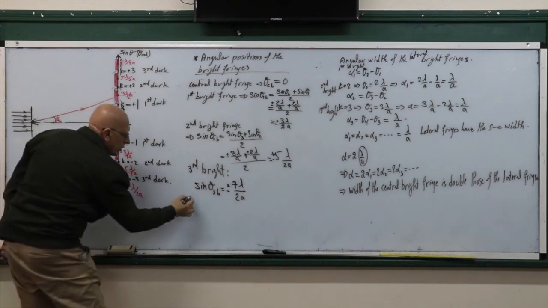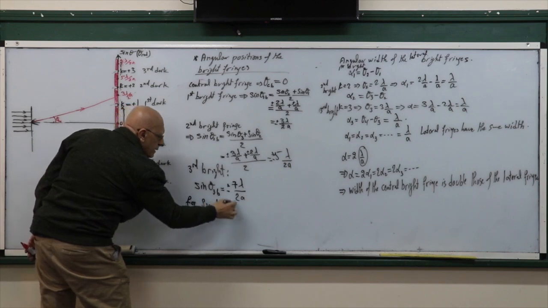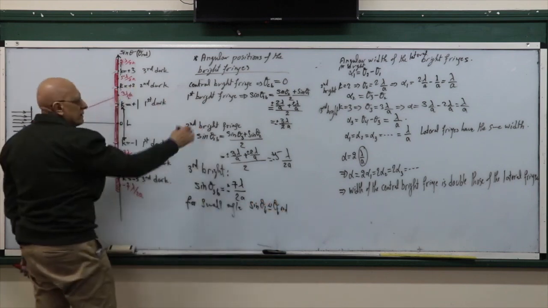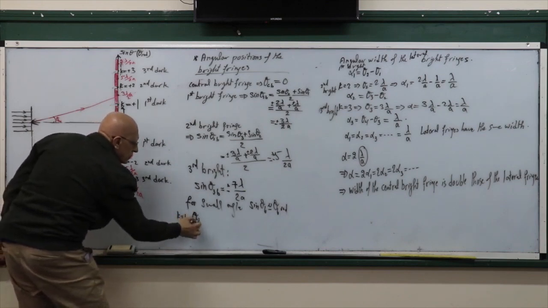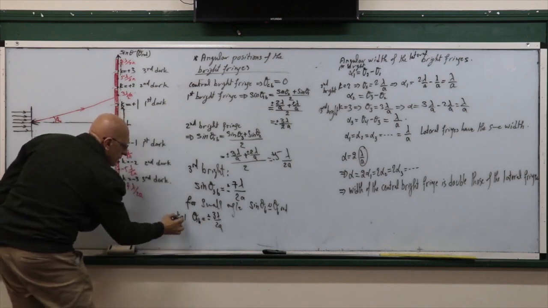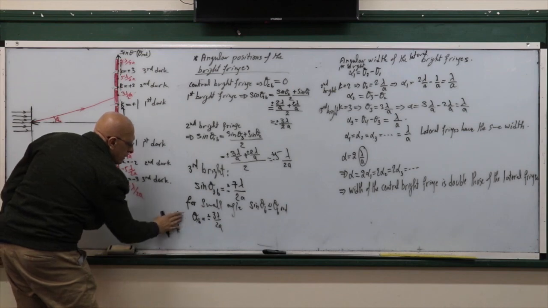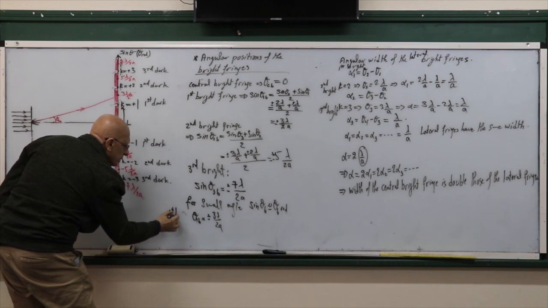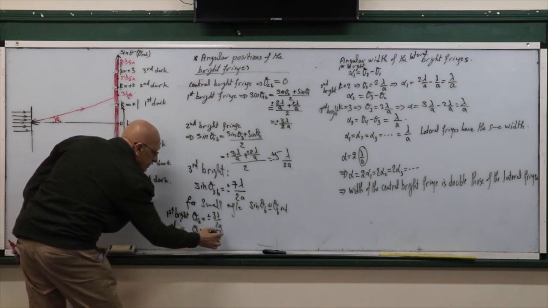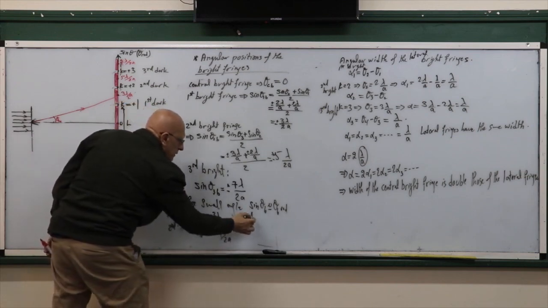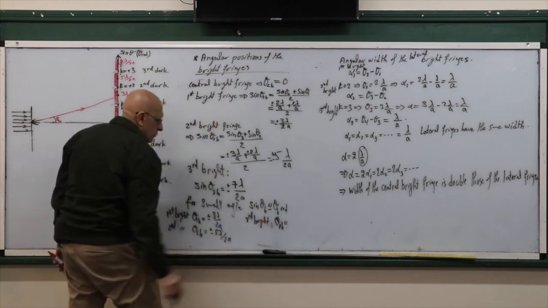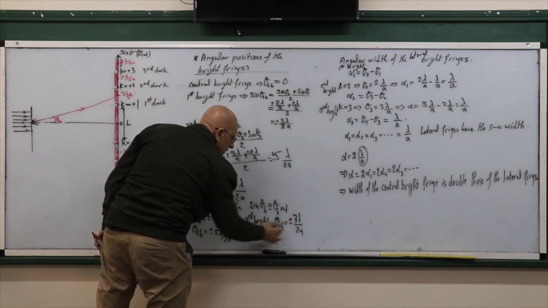And if the angle is small, I can write sine theta bright approximately equal to theta bright in radian, and you get the same result. Theta 1 bright is plus minus 3 lambda over 2a, for the first bright. Here you have the second bright, theta 2 bright equal plus minus 5 lambda over 2a, and third bright, theta 3 bright is equal to plus minus 7 lambda over 2a, etc. Okay.